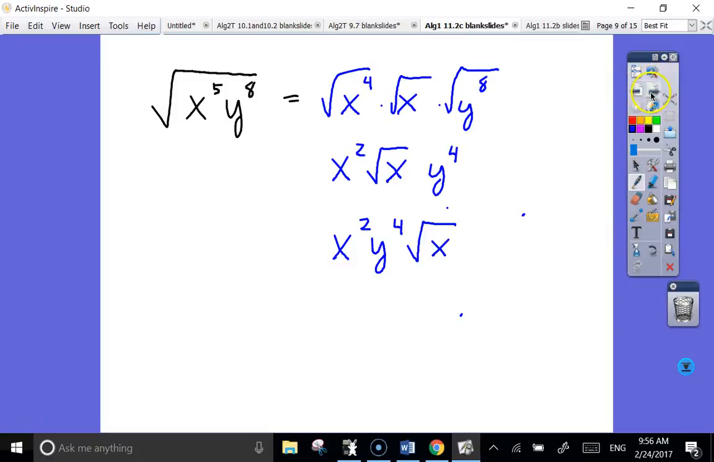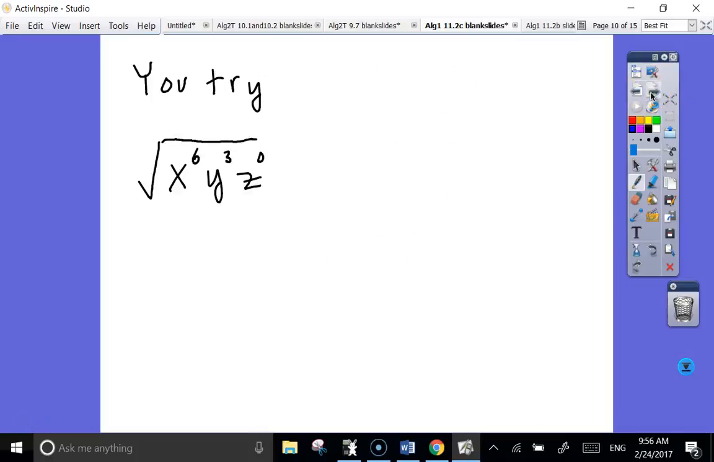Try that one. This is the properties of exponents. What's the first thing you should do to this one? What do you do with anything to the 0 power? Replace it with a 1. Here, just get rid of it. So just rewrite the problem without a z to the 0. Z to the 0 equals 1. Hopefully you got that on the quiz, right?